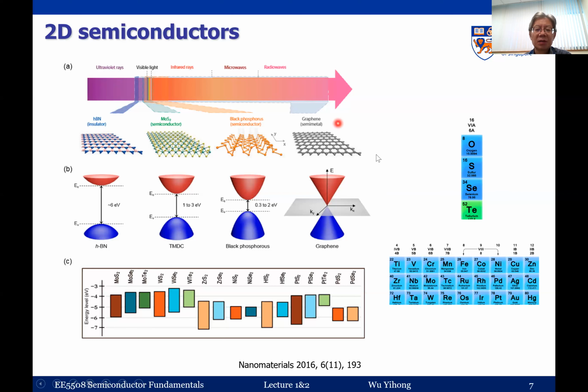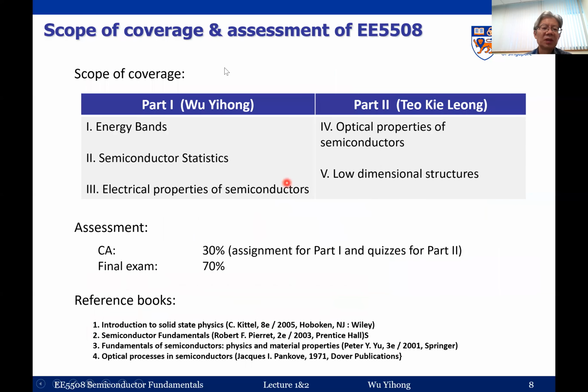Okay. So now we come to the scope of coverage and the assessment of this module. As I explained, in the first part I will cover energy bands, so basically I explain from single atoms to the material, step by step, and how the energy band is formed in semiconductors, right? Once you have the band gap concept, then we can understand what kind of material will be a metal, and what kind of material will be a semiconductor, right?